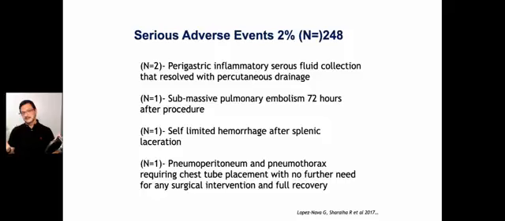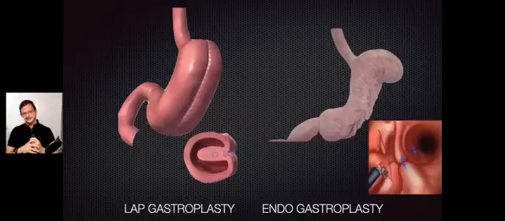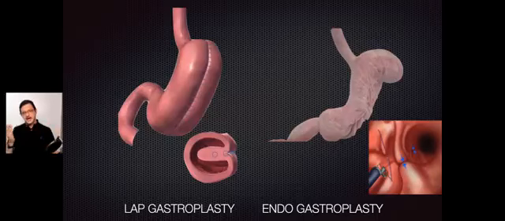So as we told you, collectively, in all the papers like this one, we analyzed 248 patients between Madrid, Cornell, and Mayo Clinic, and you can see here 2 perigastric fluid collections with percutaneous drainage, 1 pulmonary embolism, a clinically self-limited bleeding from a splenic laceration, and 1 pneumoperitoneum and pneumothorax during the procedure that was also treated conservatively. So those are the differences between those procedures.